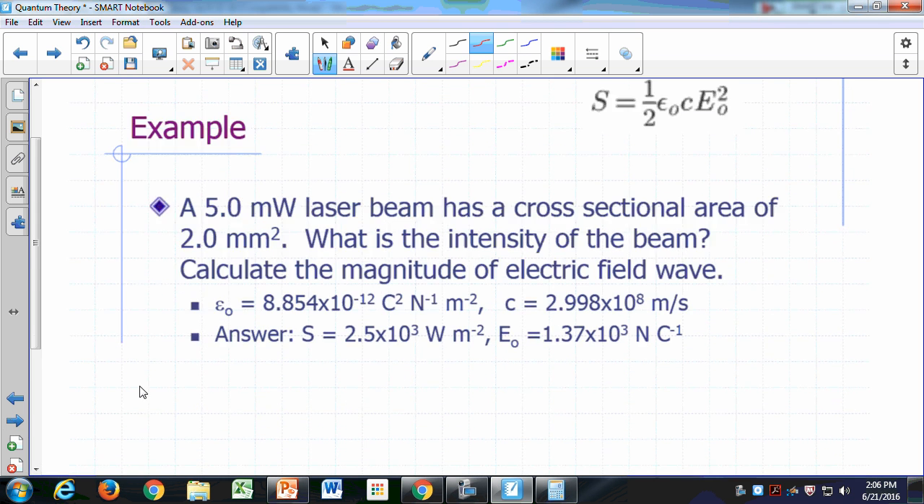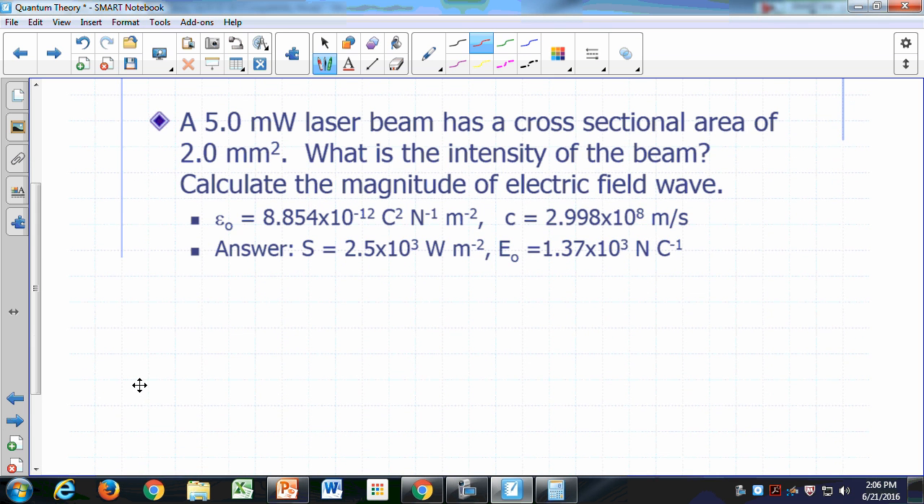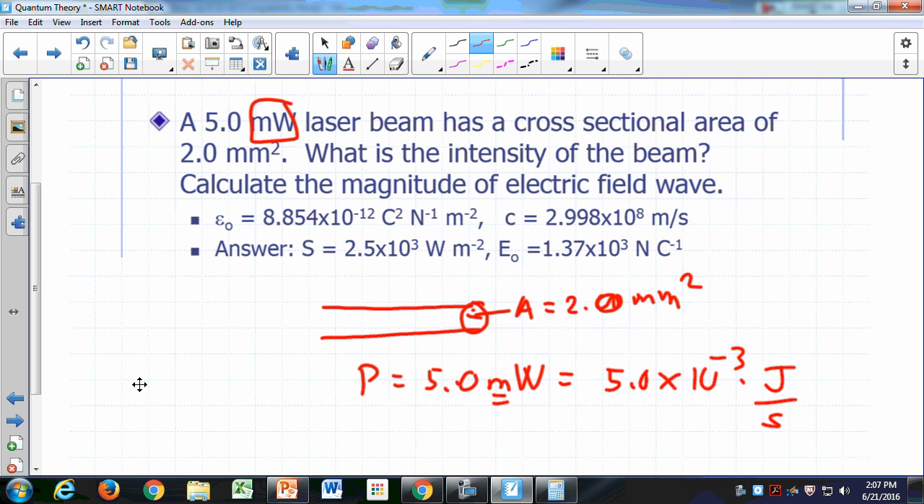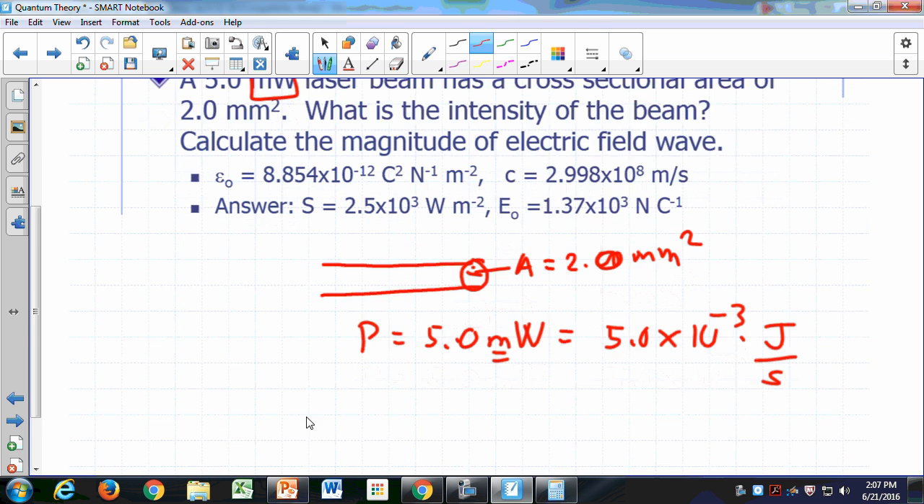Let's look at this example right here. Let's say you have a 5 milliwatt laser beam that has a cross-sectional area of 2.0 millimeters squared. What's the intensity of the beam? Watt is a unit of power, so your power is 5.0 milliwatt, so that's 5.0 times 10 to the negative 3 watt, and watt is a joule per second. So that's your power.